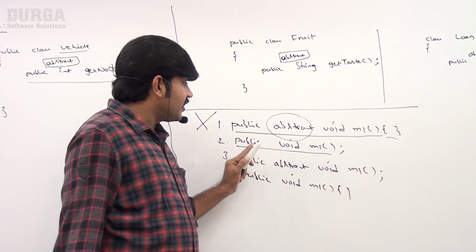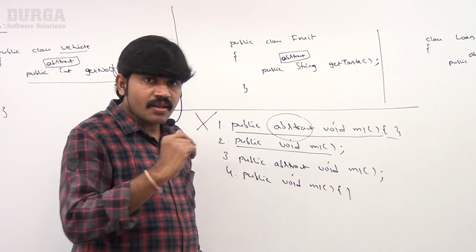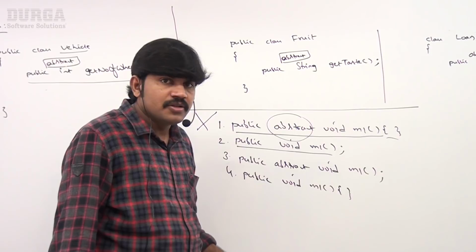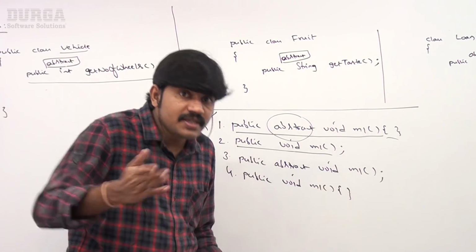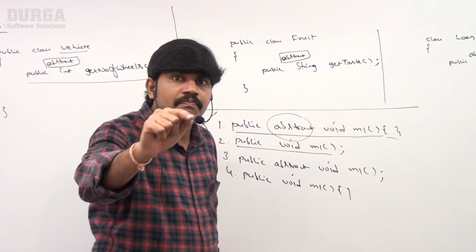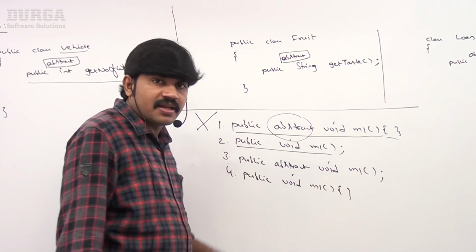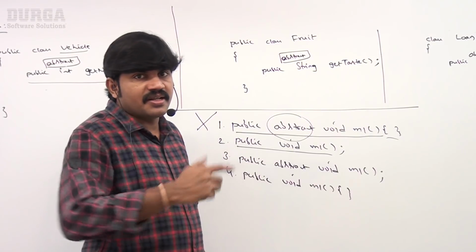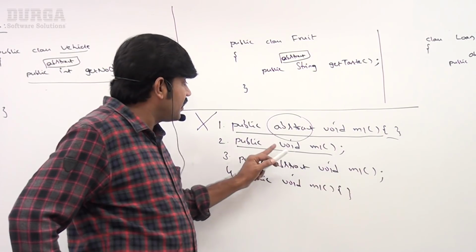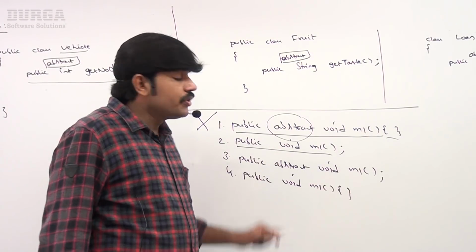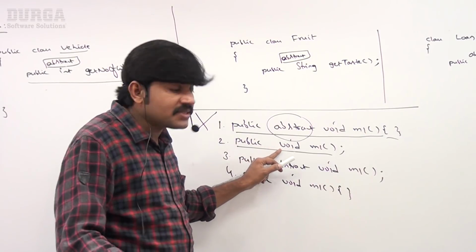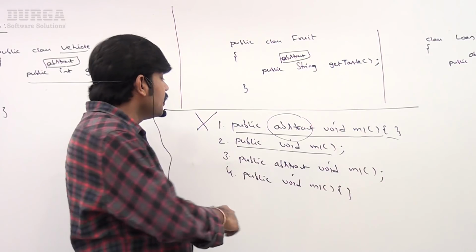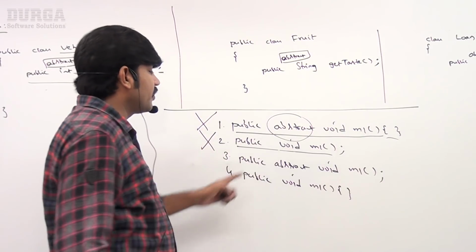Is the second one valid or not? Public void m1. You didn't provide implementation, you are keeping a semicolon. If you didn't provide implementation, compulsorily we have to declare this method as abstract. But you didn't declare this method as abstract. Then without abstract, compulsorily you should provide implementation, but you didn't provide implementation. That's why we are going to get an error by default.